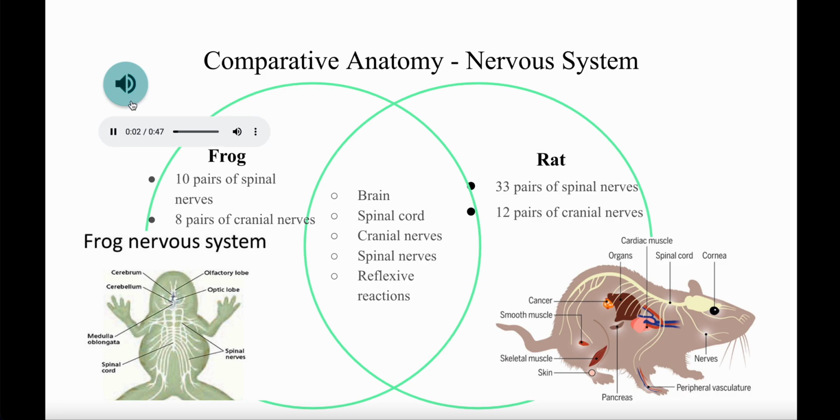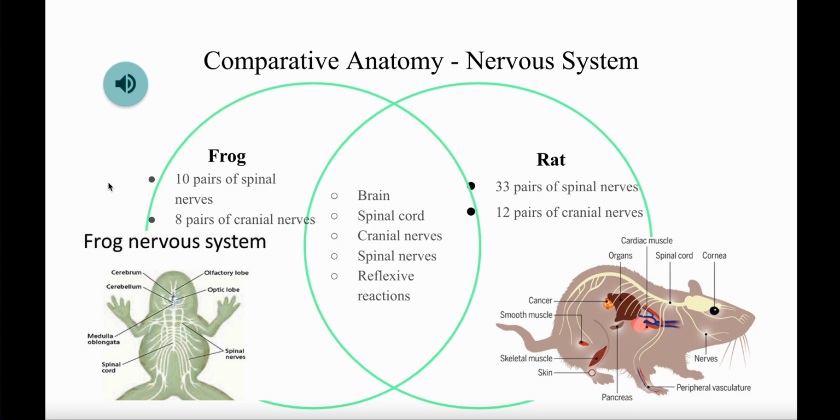Comparing the anatomy of the nervous system between rats and frogs. Both rats and frogs are vertebrates, which means they both have a brain connected to their spine, send out nerves that dictate their motor functions as well as their reactions to stimuli.